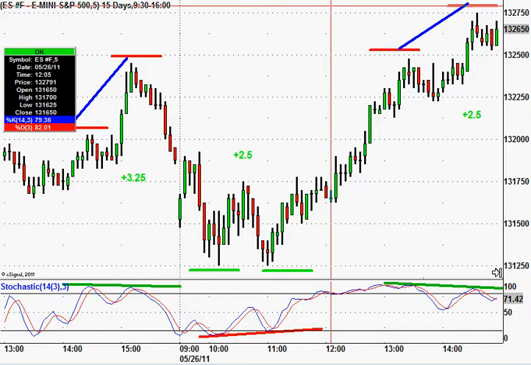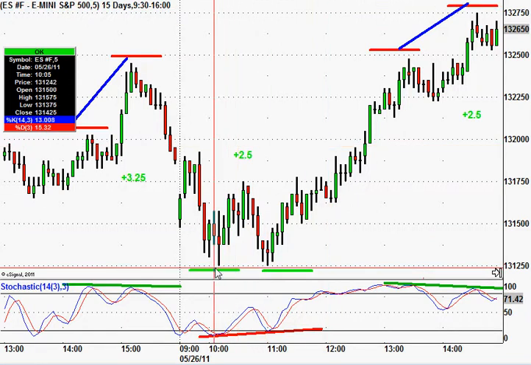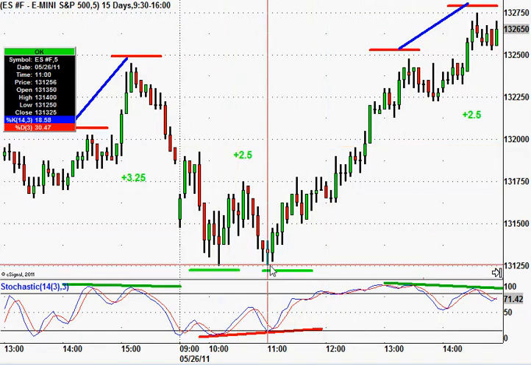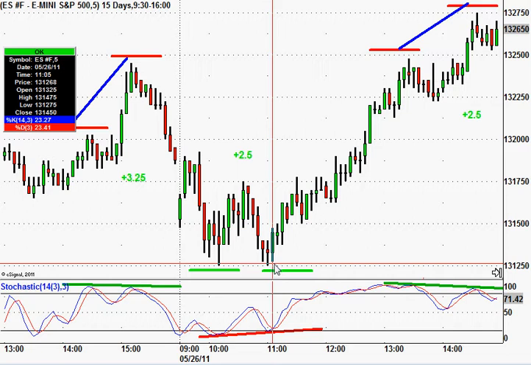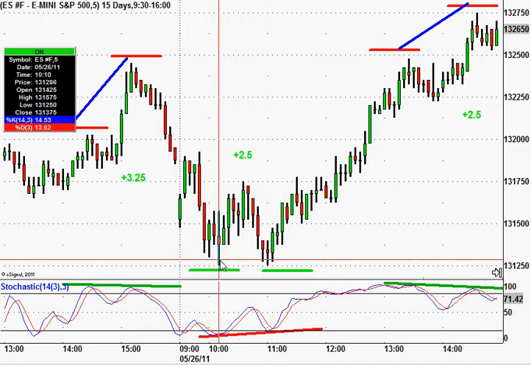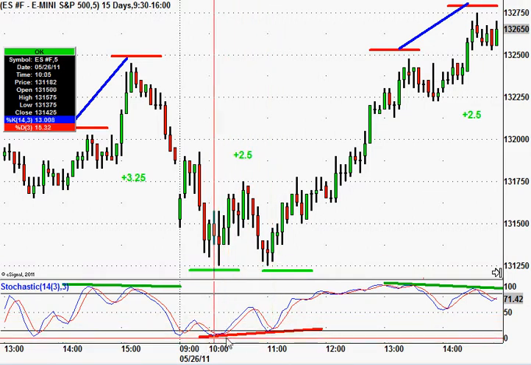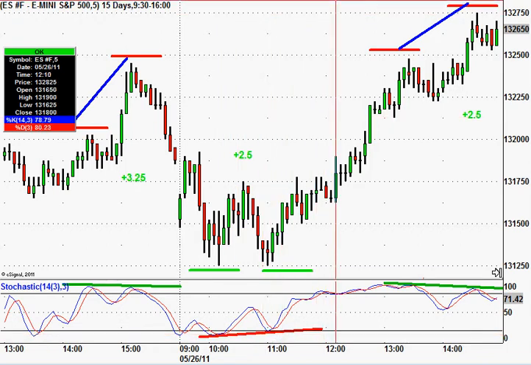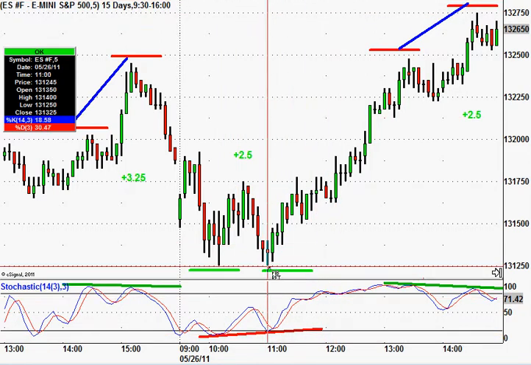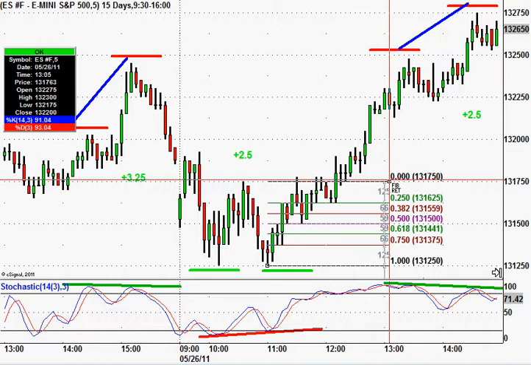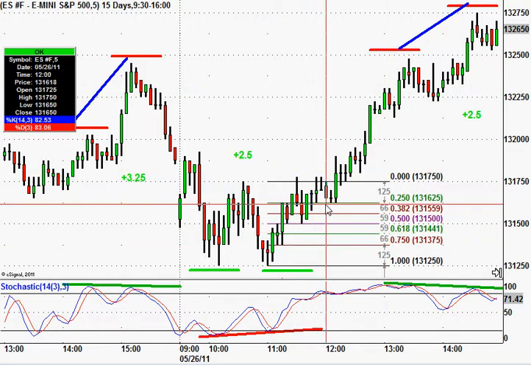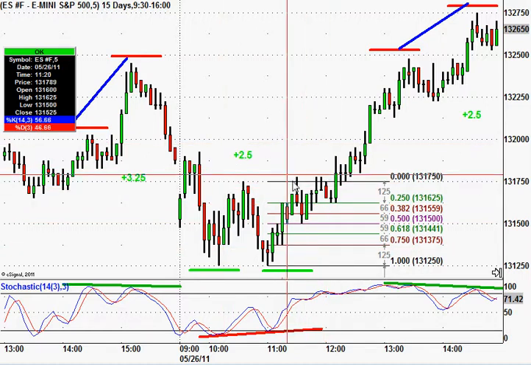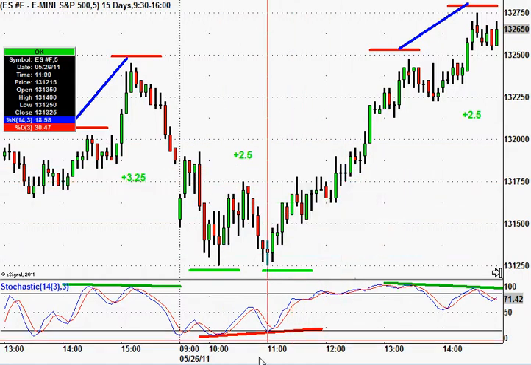Okay, this long, the same thing. You don't have the lower low, but it needs to be at least at the same position, because here the stochastic is actually much higher, and you can see if you put the retracement again, entering at the 75, exiting at the 25, you would have 2.5 handles profit.